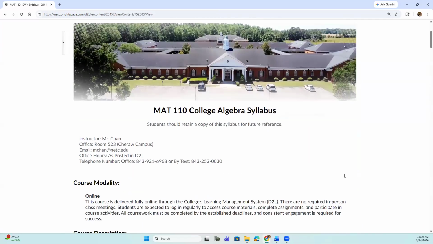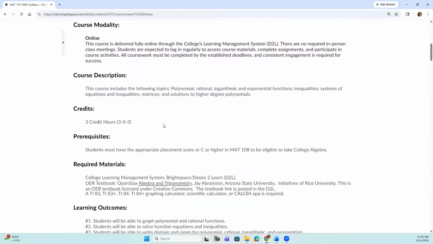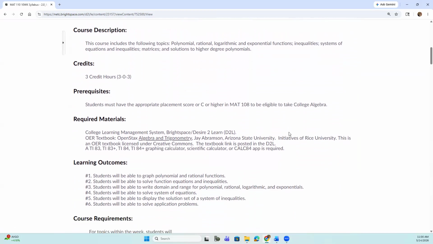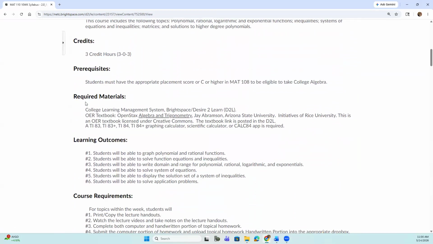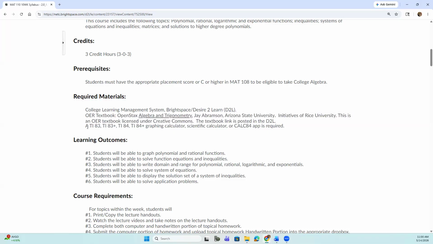My contact information is also listed on the top of the syllabus. Our class is an online class. Here is the course description. I will check everybody's prerequisite for this class. What's required for this class is using our college learning management system, or D2L. We also use this textbook as a reference. Again, you don't need to purchase any textbook. And also what's required is your graphing calculator.